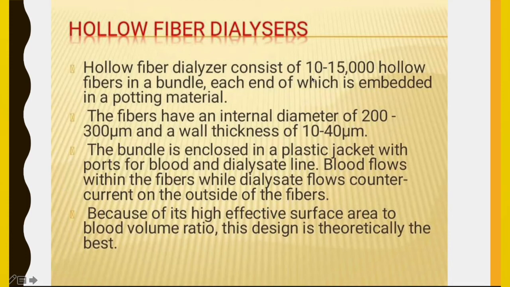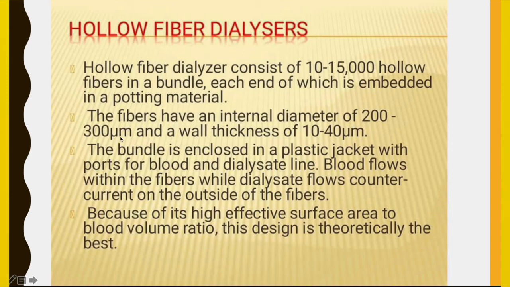A hollow fiber dialyzer consists of around 10,000 to 15,000 hollow fibers in a bundle, each end of which is embedded in a potting material. As I told you, the potting material mainly used for embedding these fibers is polyurethane. The fibers have an internal diameter of 200 to 300 micrometers.